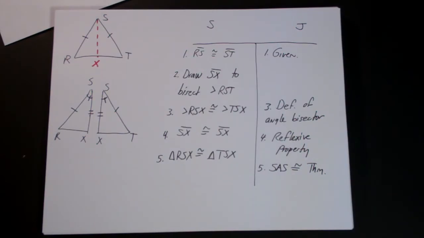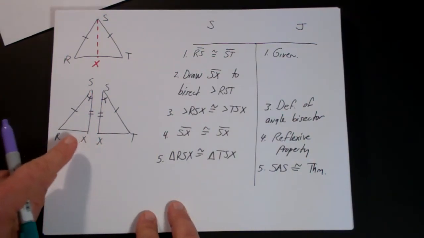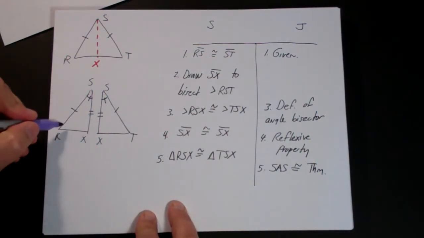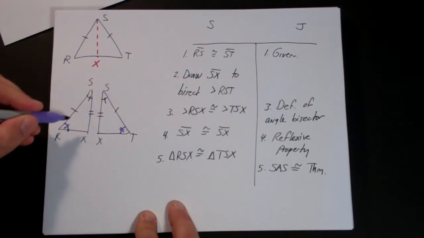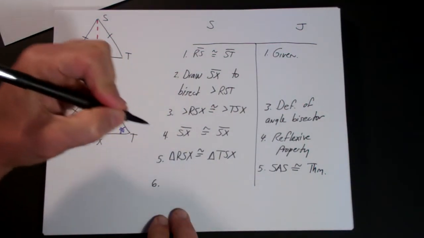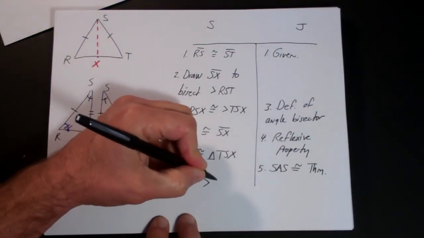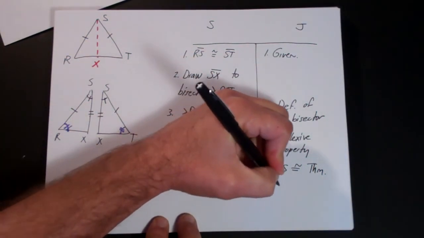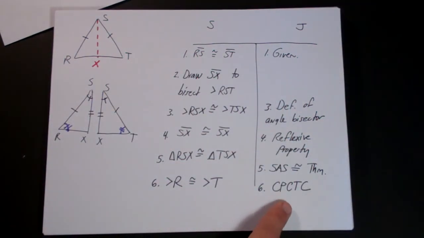And this is where we have a new tool to prove things. We know that if these are congruent triangles, then the corresponding parts are equal. Well, angle R corresponds to angle T, therefore you know that those have to be equal. And that's the last step. Angle R is congruent to angle T, and we just abbreviate that by CPCTC. Corresponding parts of congruent triangles are congruent.